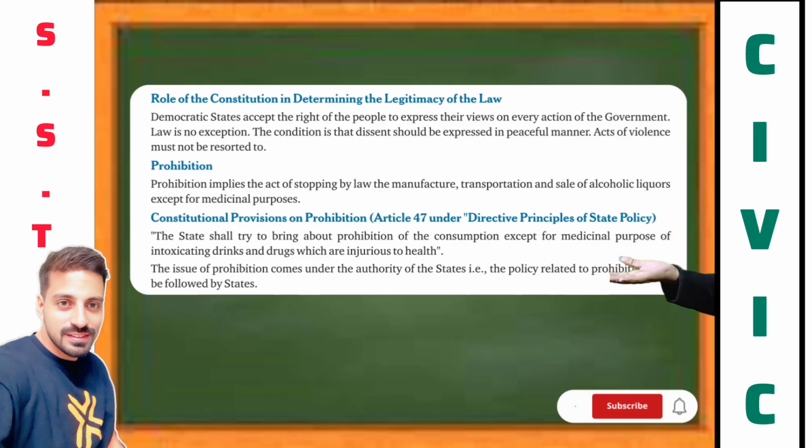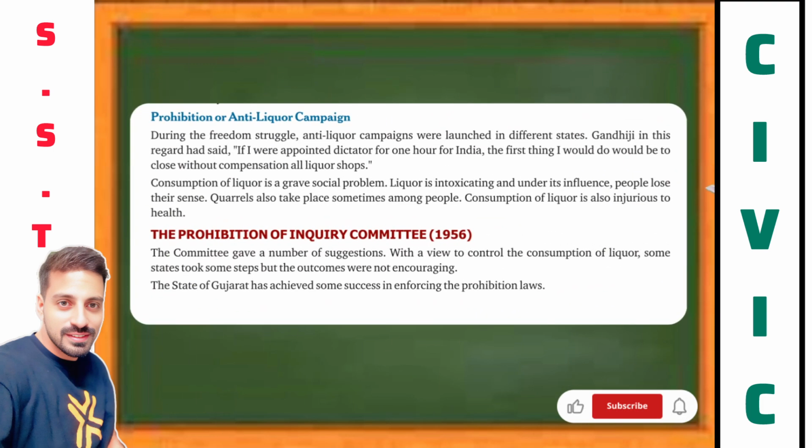The issue of prohibition comes under the authority of the states, that is, the policy related to prohibition is to be followed by the states. Prohibition or anti-liquor campaign. During the freedom struggle, anti-liquor campaigns were launched in different states. Gandhiji in this regard had said, if I were appointed dictator for 1 hour for India, the first thing I would do would be to close without compensation all liquor shops.